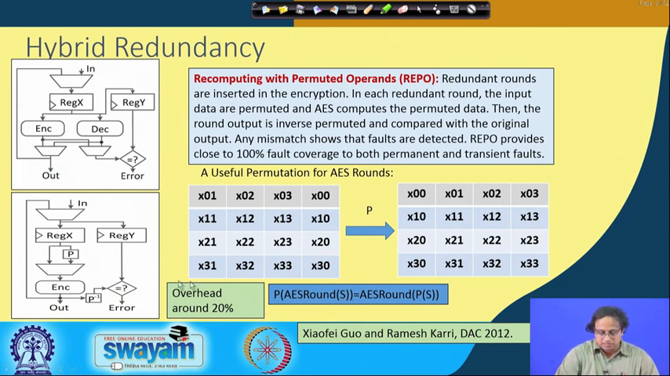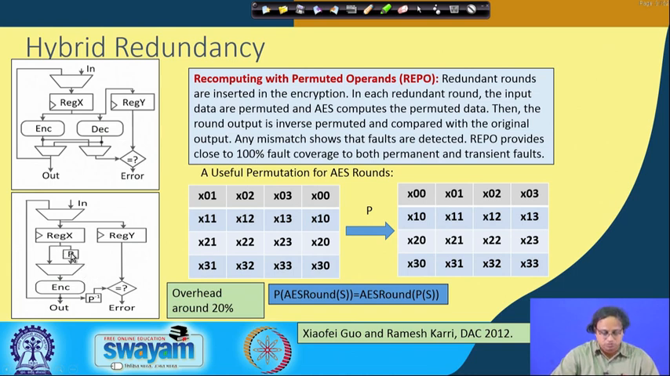The advantage is that once you have this property, you can use it to develop an architecture where, rather than having two encryption and decryption blocks, you have two parallel paths. In one, you just do a normal operation. In the other, you perform this permuted operation. That means you perform a redundant operation with this permutation.